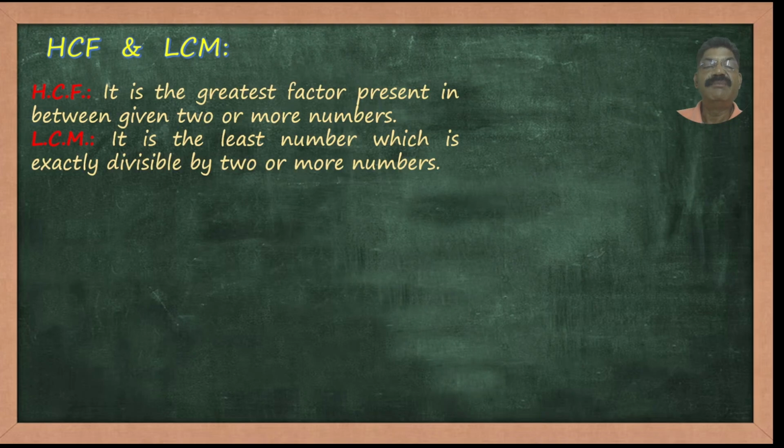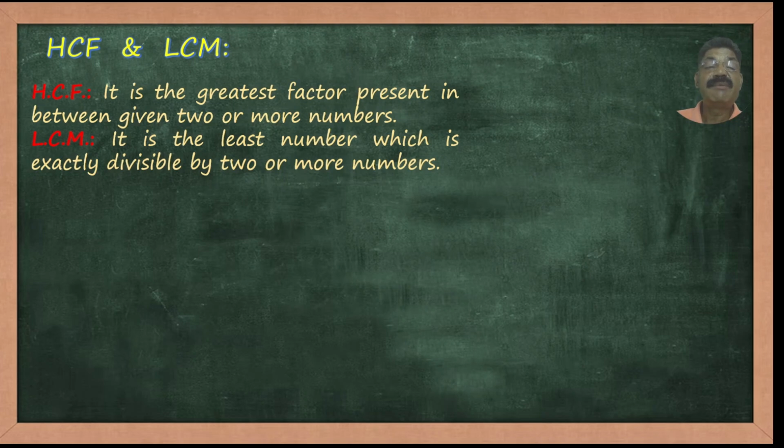So, the important consequence of the fundamental theorem of arithmetic is we can easily find the highest common factor and the least common multiple of given numbers. Let us recollect the definition of highest common factor and the least common multiple. Highest common factor is the greatest factor present in between given 2 or more numbers.